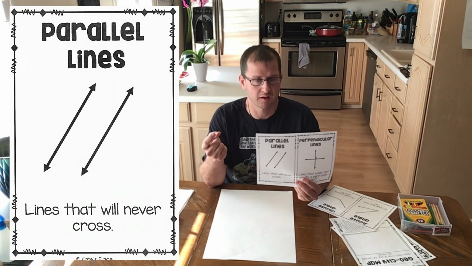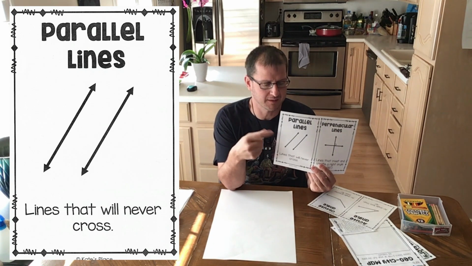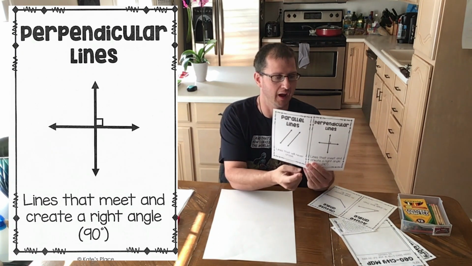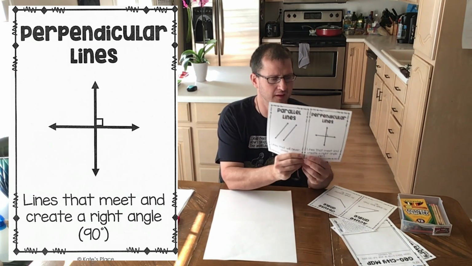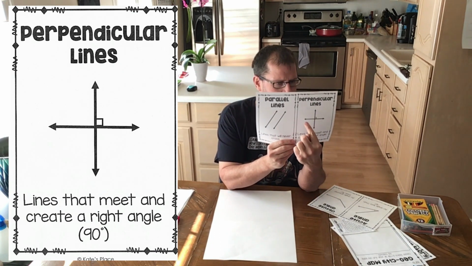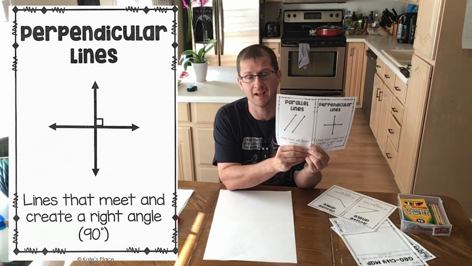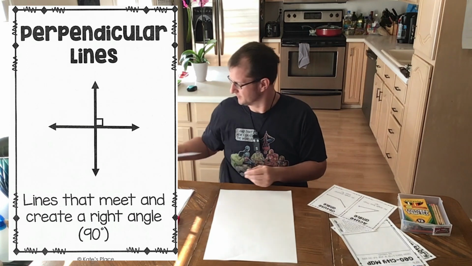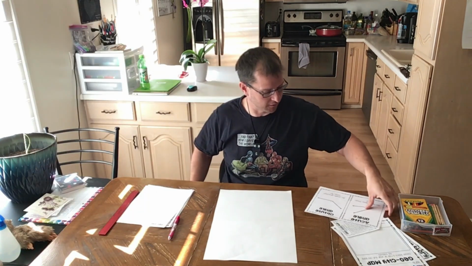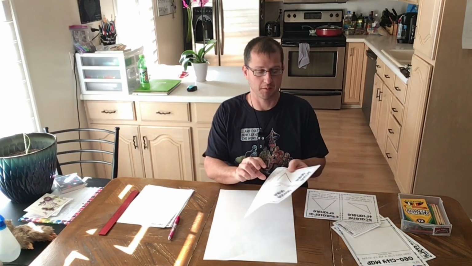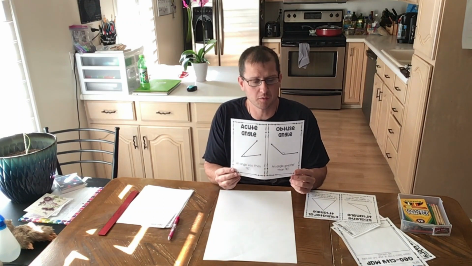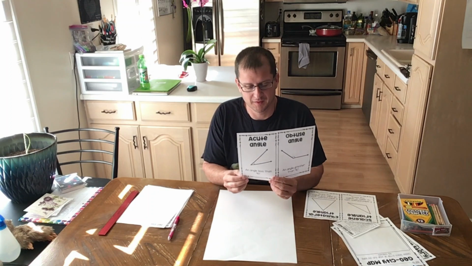On this page here, you've got parallel lines, remember, are two sets of lines that never cross. And perpendicular lines, if you remember, are lines that cross at exactly a 90-degree angle. Some other vocabulary that you're going to want to be familiar with to be able to adequately complete this project is acute and obtuse angles.